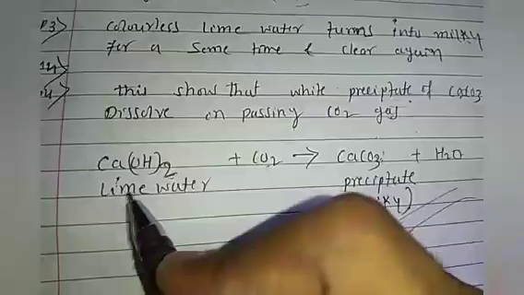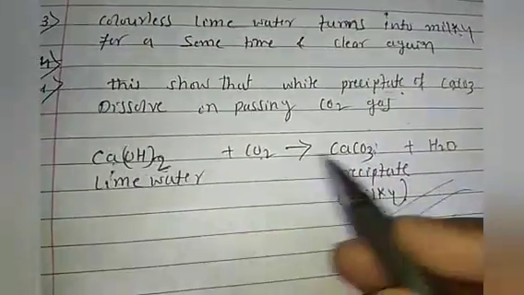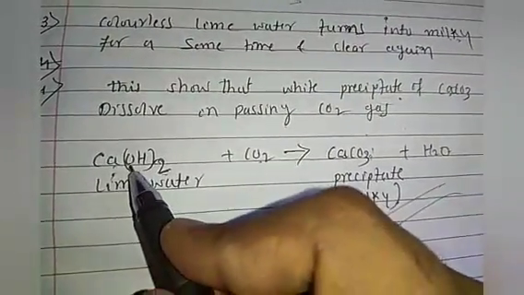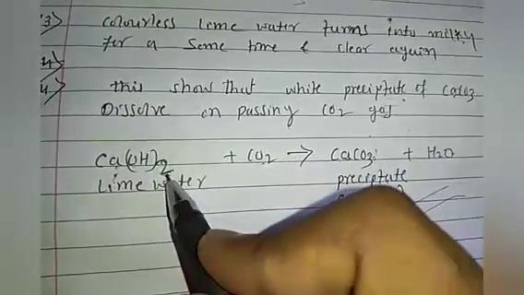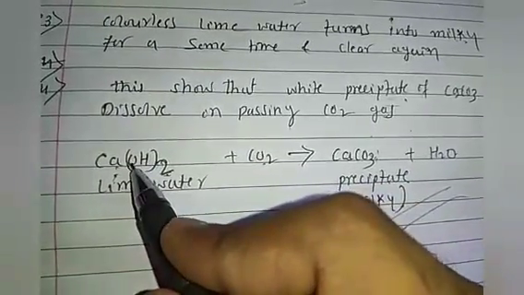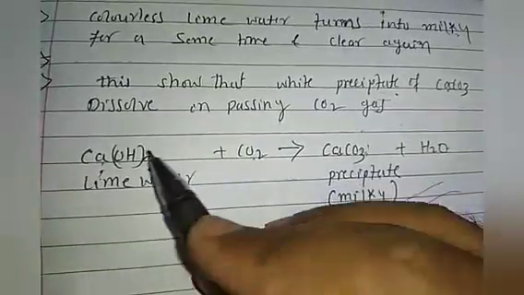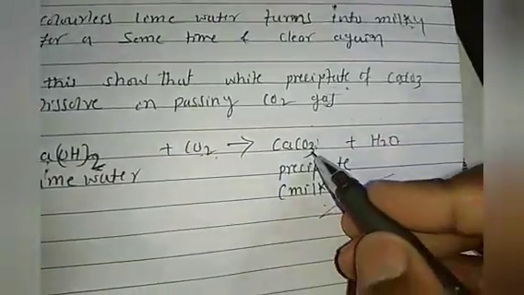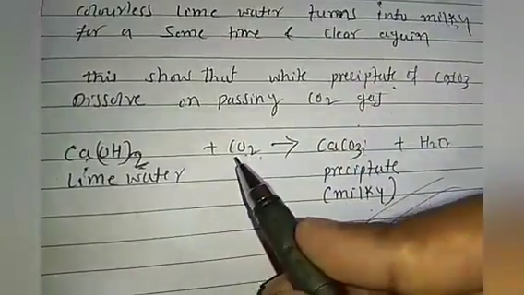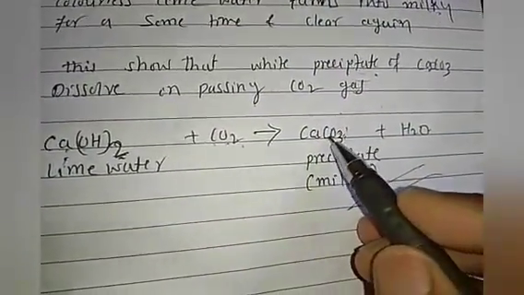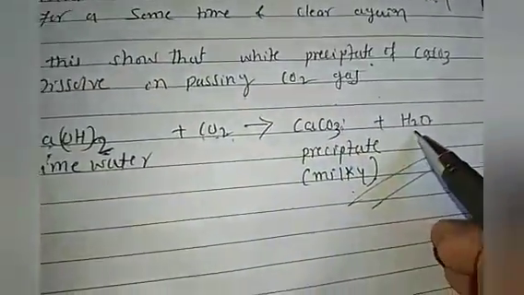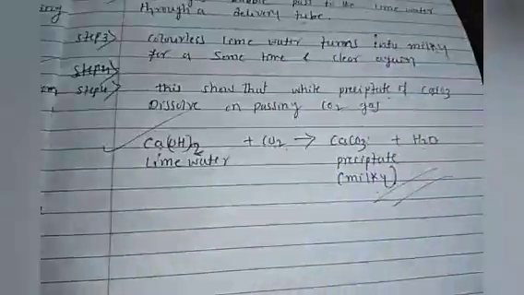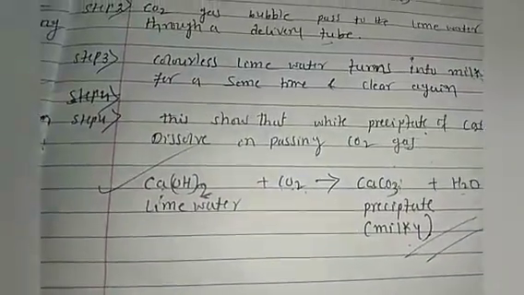Look, students, is the reaction balanced or not? Calcium, 1. Oxygen, how many oxygens? 2 oxygens are here, plus 2, that is 4 oxygens on the left; on the right, 3 oxygens plus 1 oxygen, oxygen is 4. Oxygen is balanced. Let's see carbon. Carbon is 1, balanced. Let's see hydrogen. Hydrogen 2, balanced. So this reaction is balanced, students. I hope you understood this reaction.